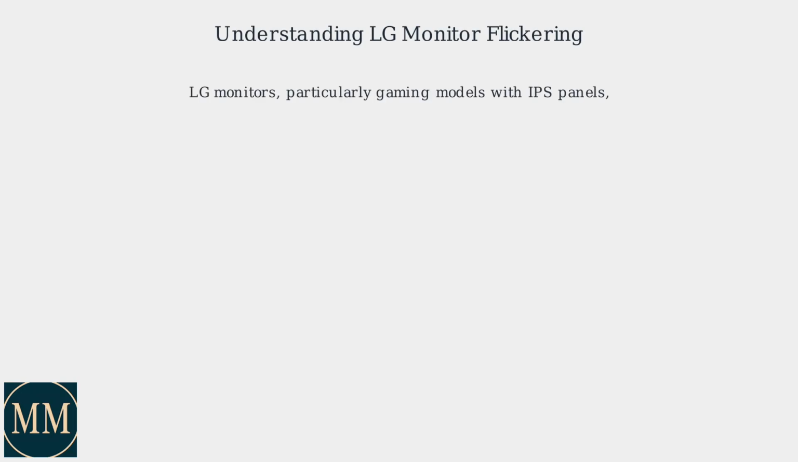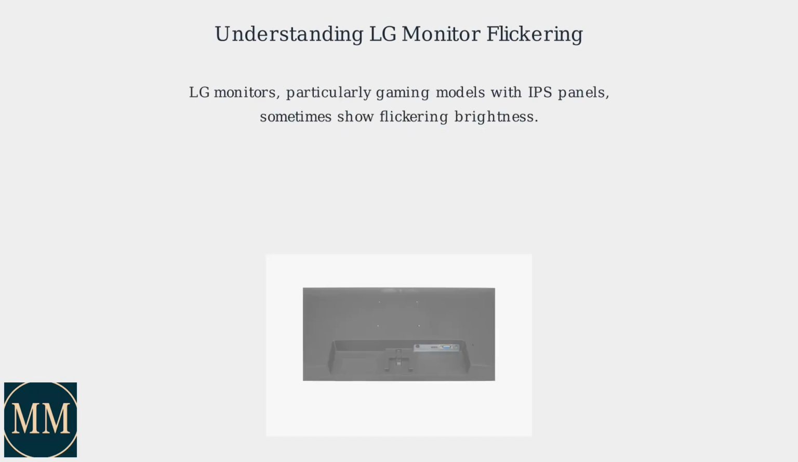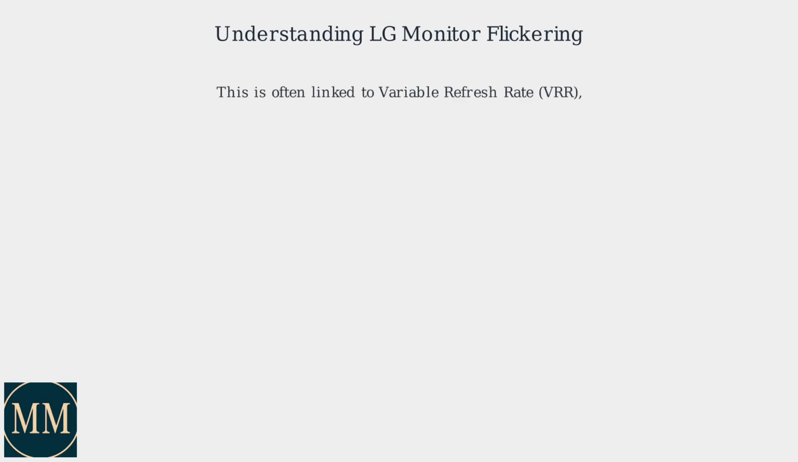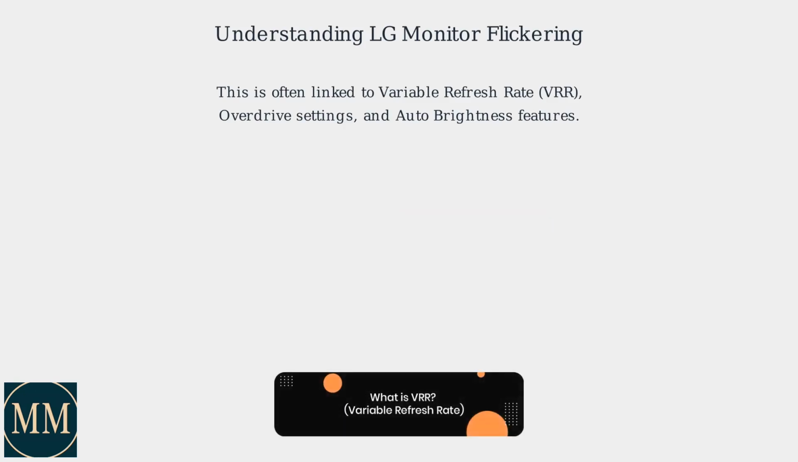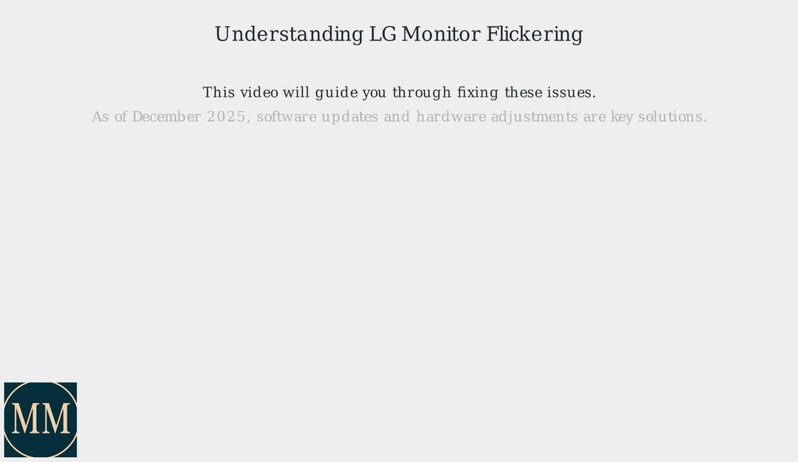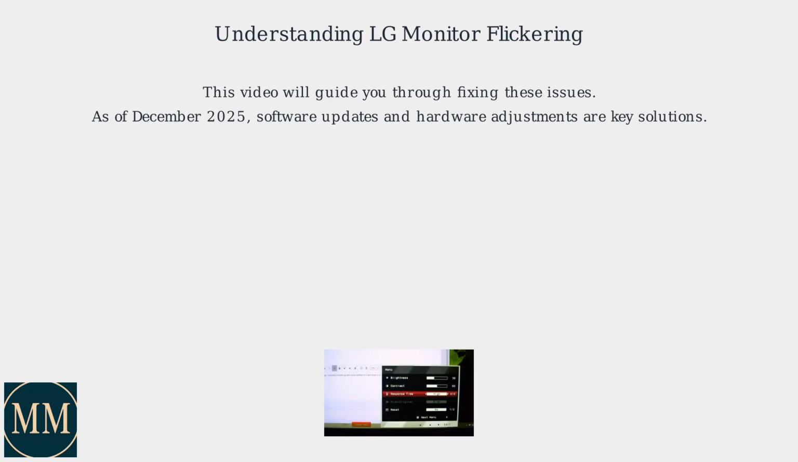LG monitors, particularly gaming models with IPS panels, sometimes show flickering brightness. This is often linked to variable refresh rate, overdrive settings, and auto brightness features. This video will guide you through fixing these issues. As of December 2025, software updates and hardware adjustments are key solutions.